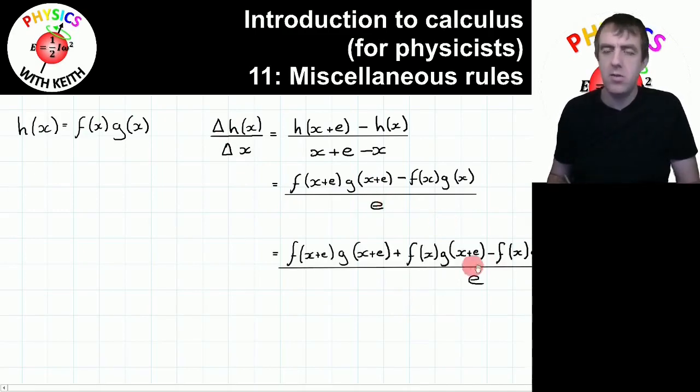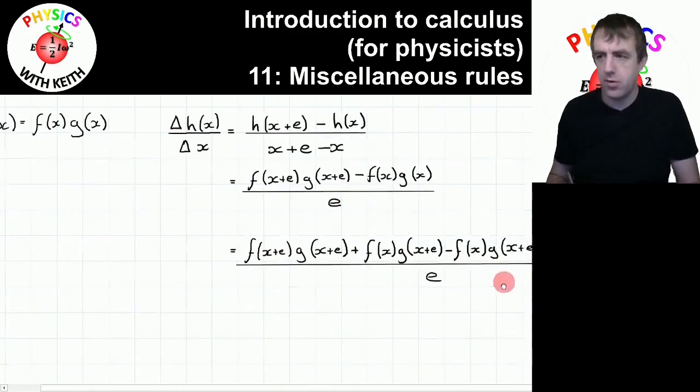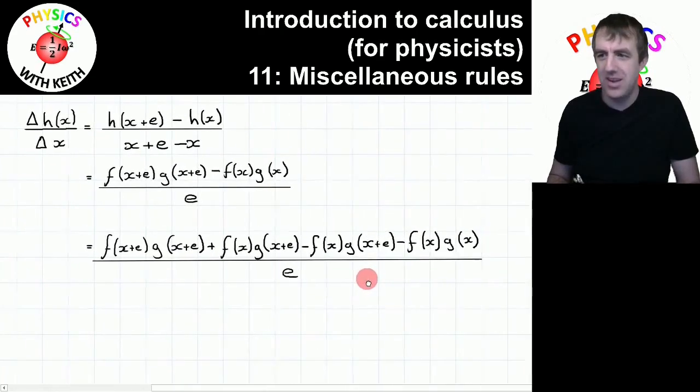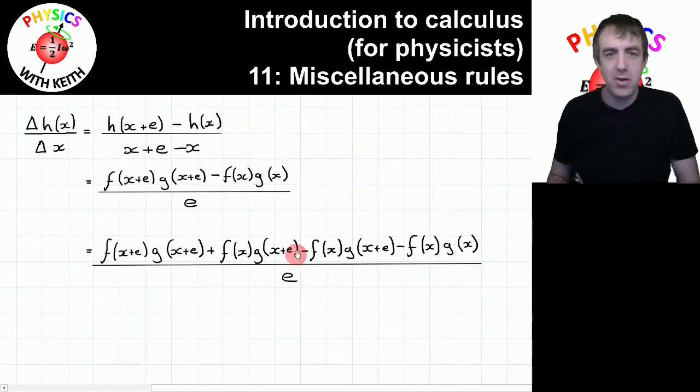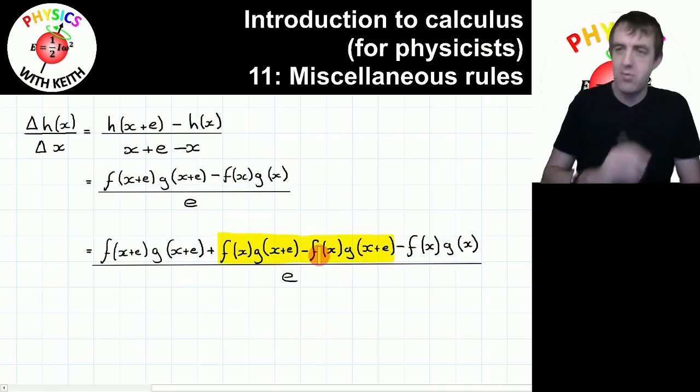Now this next step's a little bit peculiar, and oops, I've gone off the screen. Let's move that across to here. So this next step's a little bit peculiar. I've included two terms here that cancel out. I've added f of x multiplied by g of x plus e, and then I've subtracted it as well. And you may think, well, why am I doing that? Well, all will be revealed.